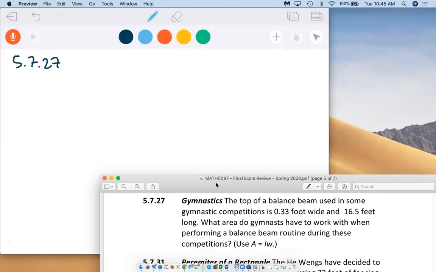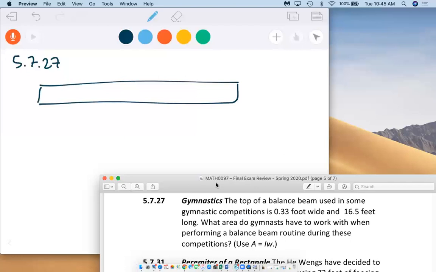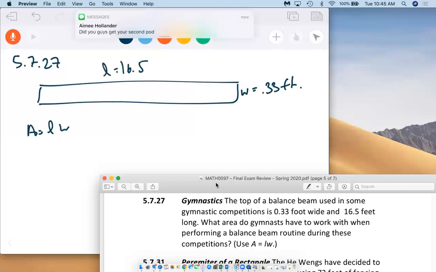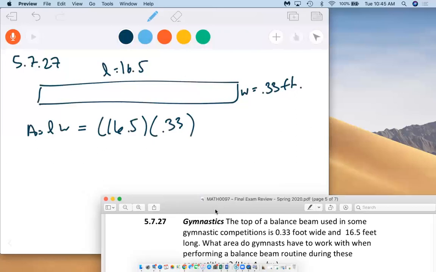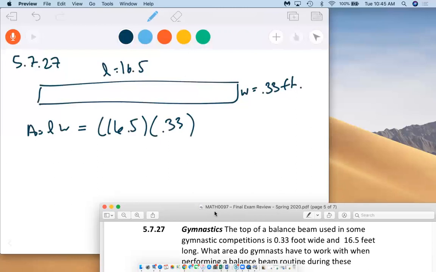A rectangle, very good. So if you were to look at the top of a balance beam, you're looking at a rectangle. So when it says, what area do gymnasts have to work with? We're looking for the area of that rectangle. Remember that the area equals the length times the width. We're given that the width is 0.33 feet, and the length is 16.5. So we just want to know what that total area is, right? So that means we're going to multiply the length times the width. Everybody with me on this one so far? And when you multiply those, you get 5.445.